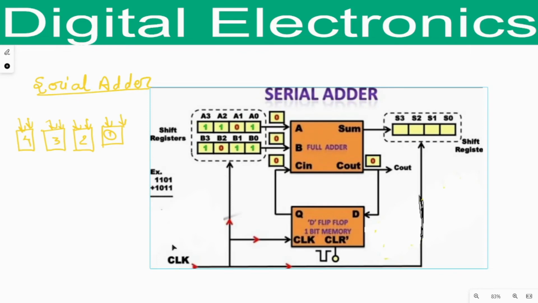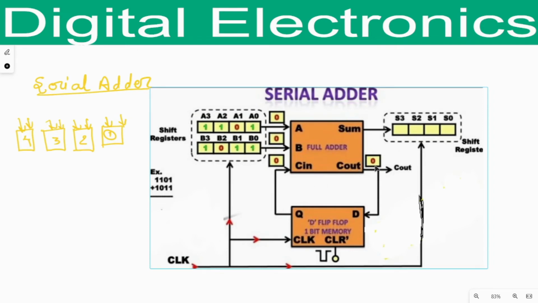So this one is the clock signal. This clock signal will activate these registers as well as this flip-flop. So when clock signal is provided, at that time the LSB of shift register A and shift register B is provided to the full adder. But at the same time this clock will also activate the D flip-flop. So when D flip-flop is activated, this input will be reflected in the Q side, and it will be provided as an input in the C in. So full adder gets all 3 inputs, and accordingly it will generate sum and carry.